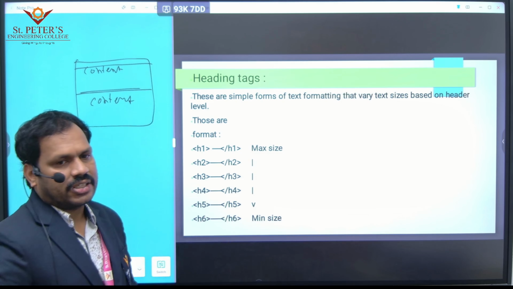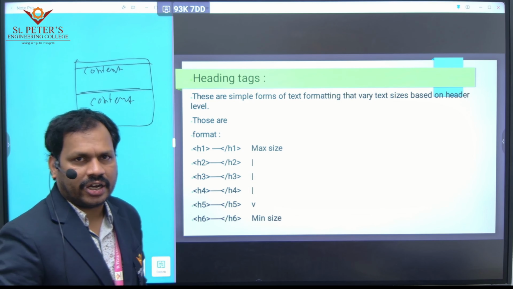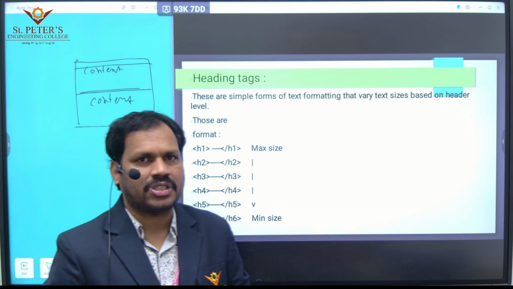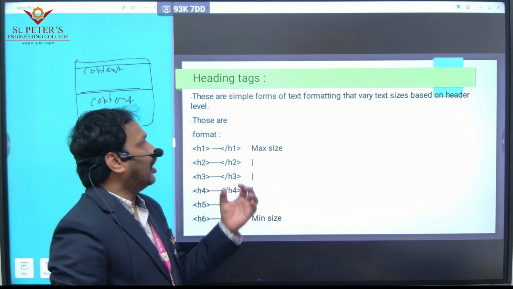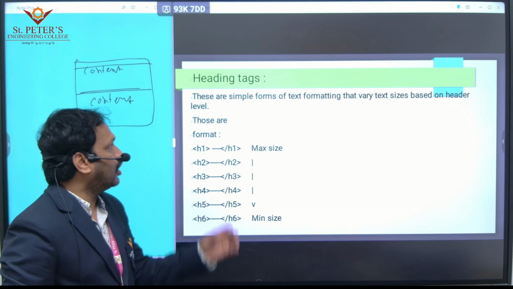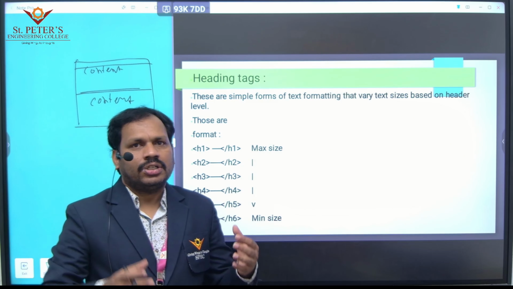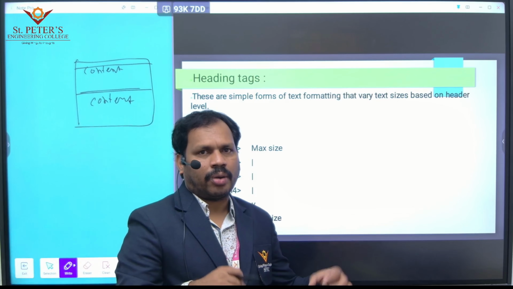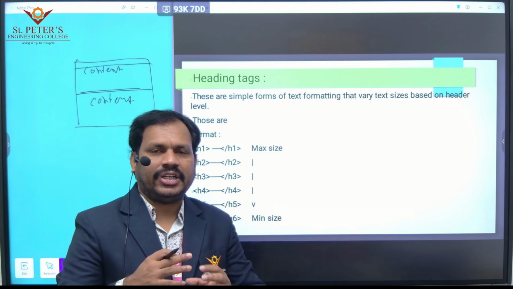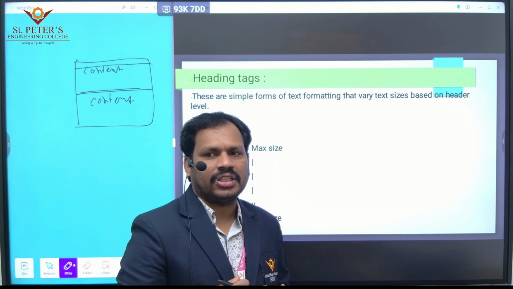And heading tags. I already specified the h tag is used for the heading of the content. Here we are going to have different types of heading types in HTML. So there are simple forms of text formatting. The heading tags are nothing but formatting tags. We are going to call them formatting tags. They format the text which is specified in the body tag, whether the content should be in bold letters, or a little small, or in some other format like that.